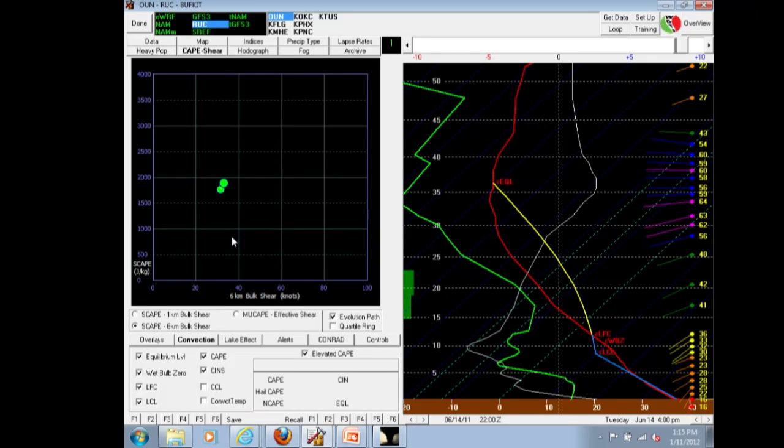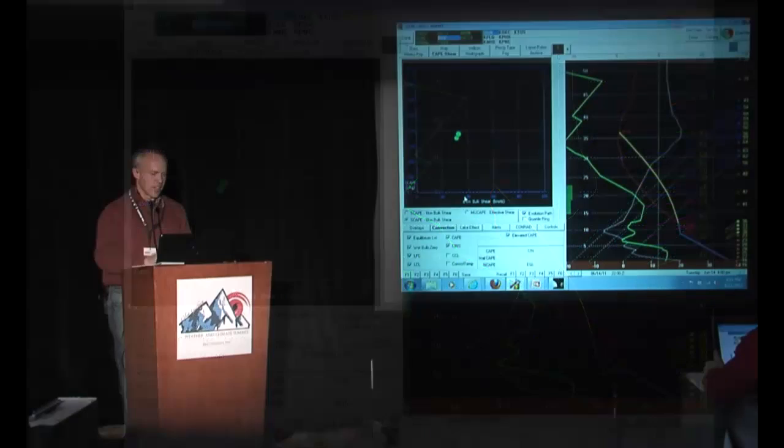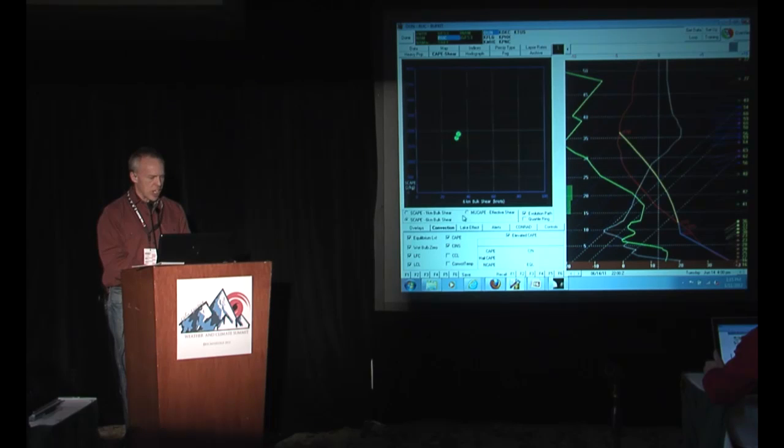This is CAPE-shear. Okay, and you notice that we have the current dot and then one previous hour. And so on the bottom we have 6 kilometer bulk shear. Well, that's really just the wind difference between the surface layer and a thin layer around 6 kilometers. And then we have CAPE, which right now is surface-based CAPE. We could also change it to most unstable CAPE. And you get that, but I think the same picture results here. But if you had elevated convection, you'd want to use most unstable CAPE, right? That's the MUCAPE.